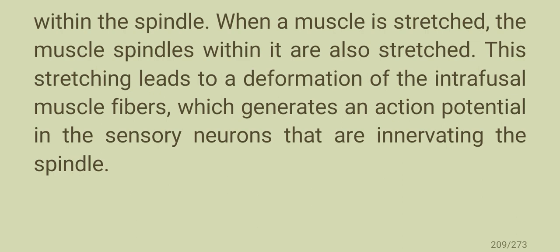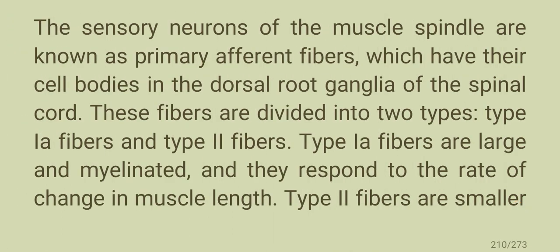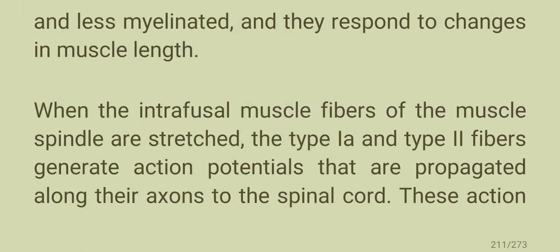are innervating the spindle. The sensory neurons of the muscle spindle are known as primary afferent fibers, which have their cell bodies in the dorsal root ganglia of the spinal cord. These fibers are divided into two types, type 1 fiber and type 2 fiber. The type 1A fibers are large and myelinated and respond to the rate of change in muscle length. Then type 2 fibers are smaller and less myelinated and they respond to changes in muscle length.